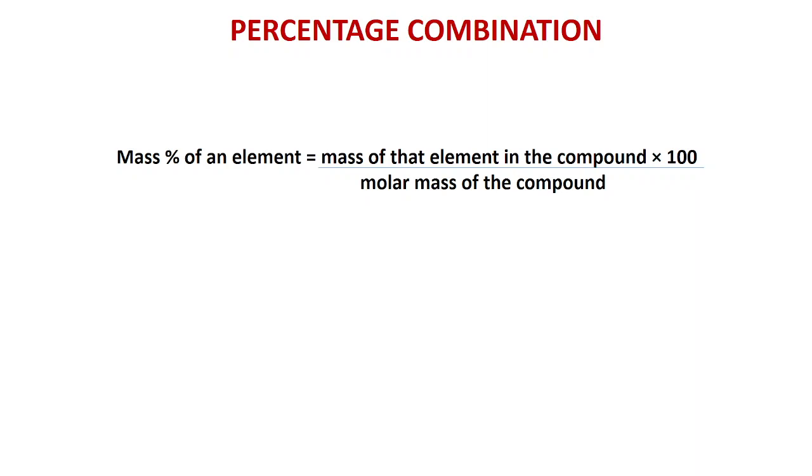Now what is percentage combination? So percentage combination is defined as the mass percent of an element, which is defined as mass of that element which is present in a compound multiplied by 100 by the molar mass of the compound. Now before that we have to know that what is molar mass or molecular mass.